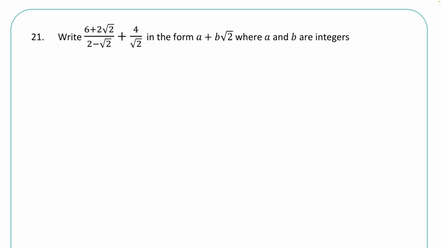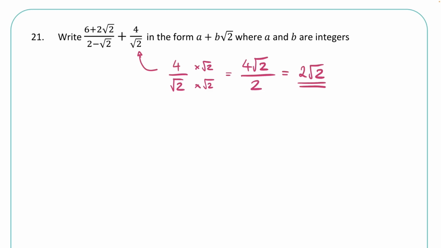Now the first thing to notice is this fraction on the right is a really nice easy one to rationalise. So we're going to do that first. 4 over root 2, times the top and bottom by root 2. It's basically done in a few seconds, dead easy. That becomes 4 root 2 over 2, which is 2 root 2. So that's the first half done.